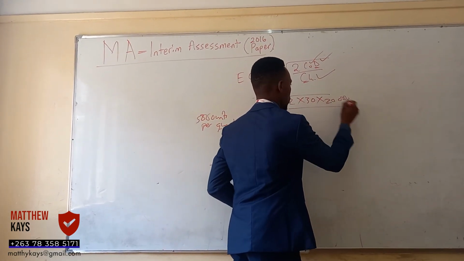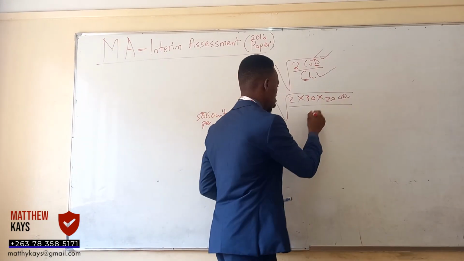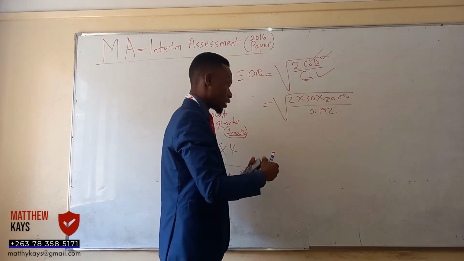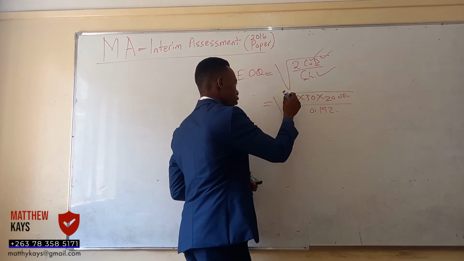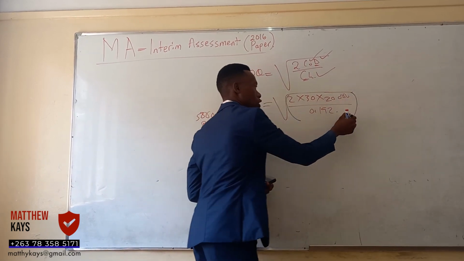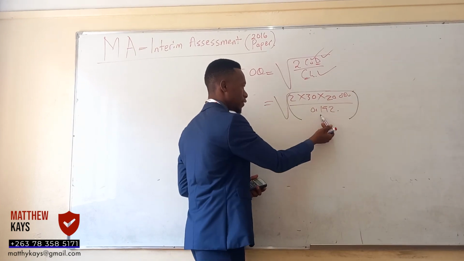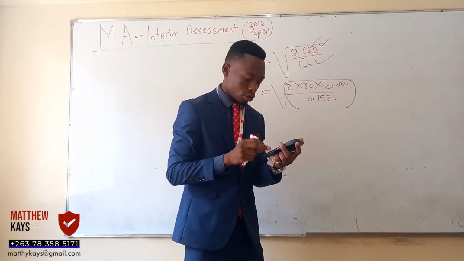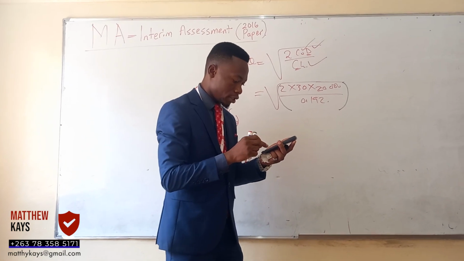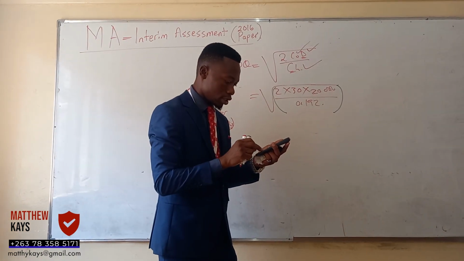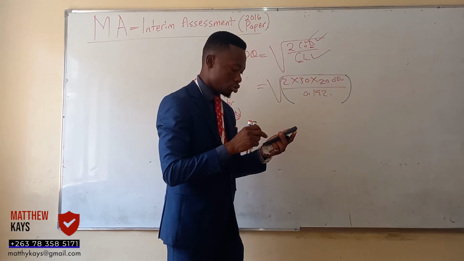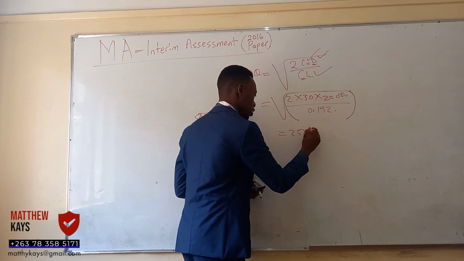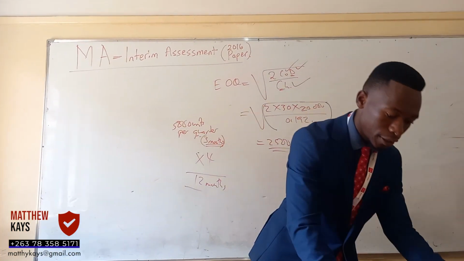I will get 20,000 over what is my Ch, 0.192. So this is what I do, right. Allow me to open bracket here and close it here, so that when I divide this, it will still be within the bracket. So square root of, you say 2 by 30 by 20,000 divided by 0.192, close bracket, I'll get 2,500 units. So the correct answer is C.